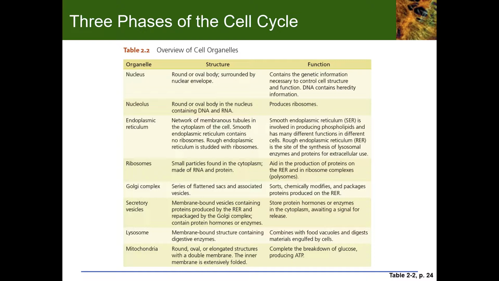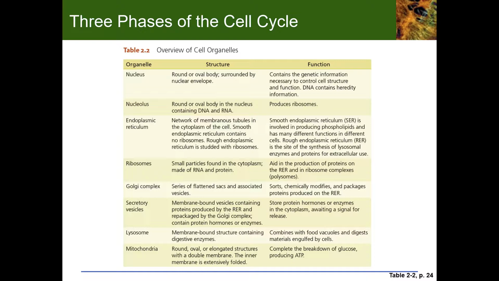The ribosomes are small particles found in the cytoplasm. They're made of RNA and protein, and they aid in the production of proteins on the rough ER and the ribosome complexes, known as polysomes. Okay, the Golgi complex is a series of flattened sacs. They're associated with vesicles. They sort, chemically modify, and package proteins produced on the rough ER. The secretory vesicles are membrane-bound vesicles containing proteins produced by the rough ER and repackaged by the Golgi complex. They contain protein hormones or enzymes. They store protein hormones or enzymes in the cytoplasm, awaiting a signal for release.